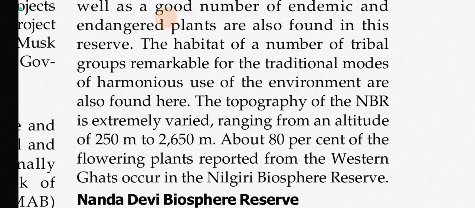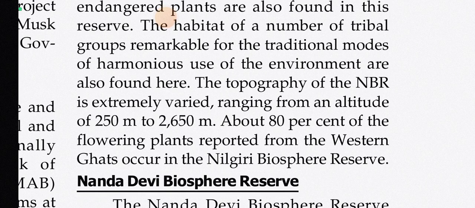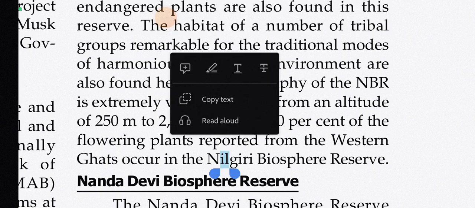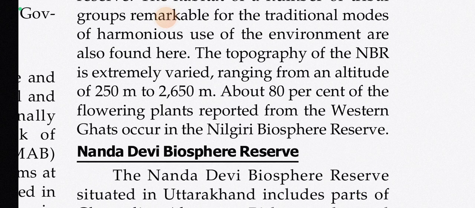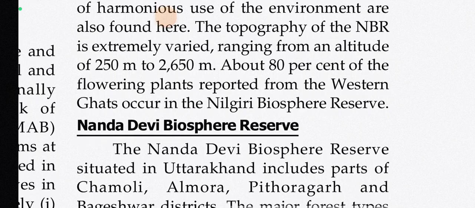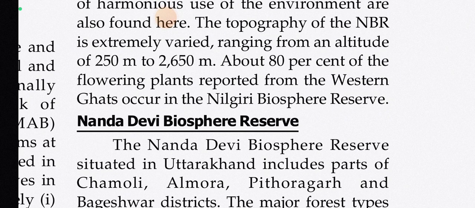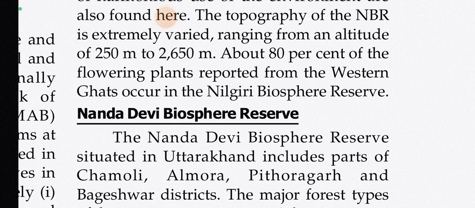The habitat of a number of tribal groups remarkable for the traditional modes of harmonious use of the environment are also found here. The topography of the NBR is extremely varied, ranging from an altitude of 250 meter to 2650 meter. About 80% of the flowering plants reported from the Western Ghats occur in the Nilgiri Biosphere Reserve.